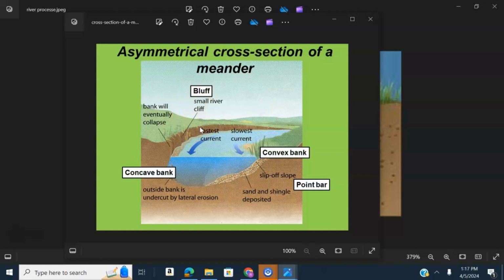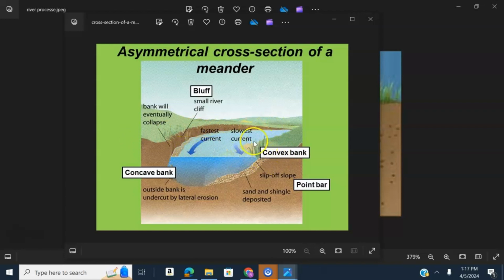On the inner, due to frictional drag, the water moves slowly and deposition takes place. So here the water is moving slower than on the outer bank, and deposition will take place here. This is known as a convex bank. So this creates what we call a slip-off slope, right? So this is how the cross-section of the meander looks, right?